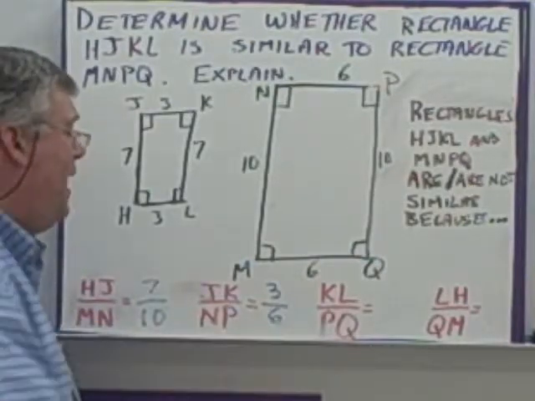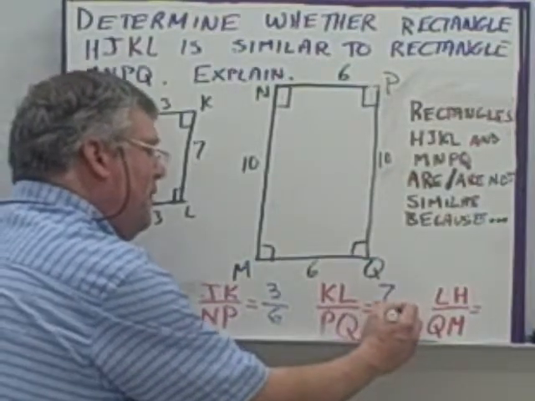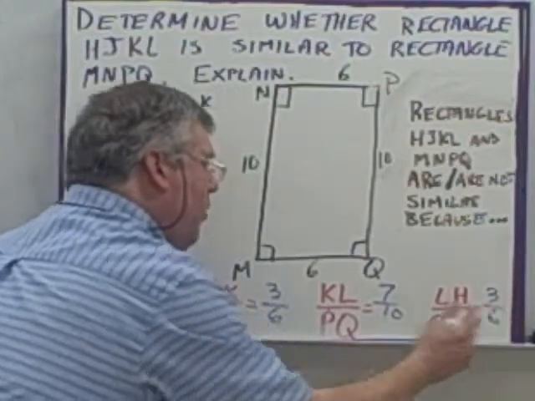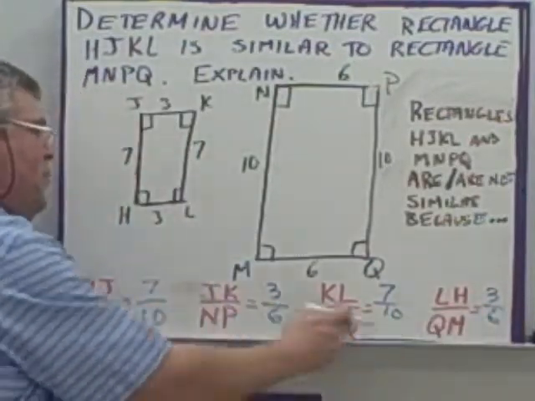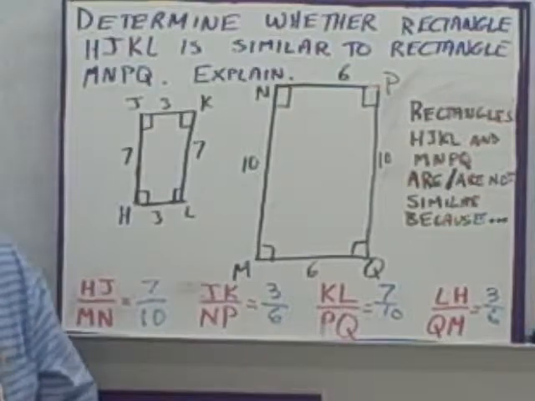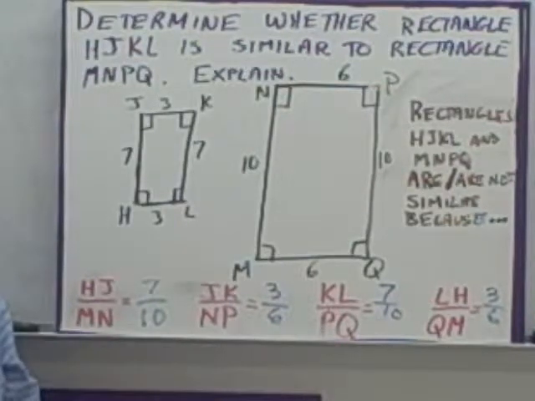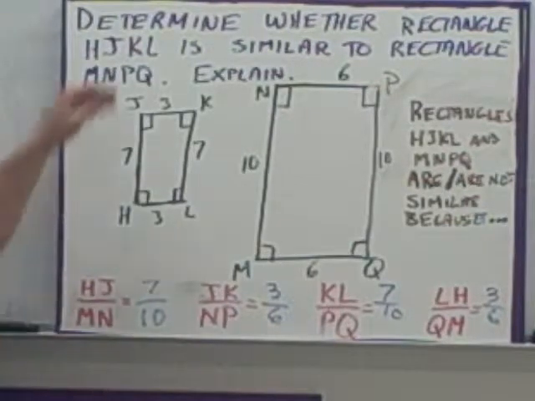And if I continue down, I'm going to end up having 7/10 and 3/6 here. Although these two are equal and these two are equal, all 4 would have to be equal in order for them to be proportional. All right.